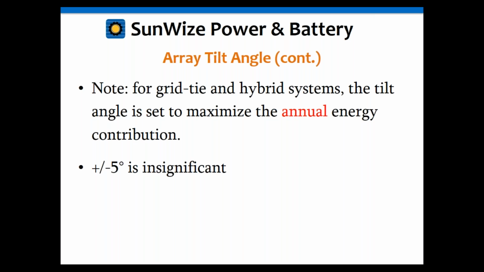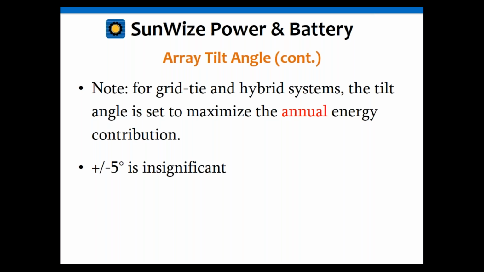The other thing to note is again, this is for maximizing the output in the month with the lowest solar insolation. This is very different than maximizing the annual energy output. If you're going to be doing a grid tie or a hybrid system, you are going to go to a lower tilt angle to try to maximize the energy throughout the year, because you're not worried about the worst month. You're trying to get the most out of the solar array.